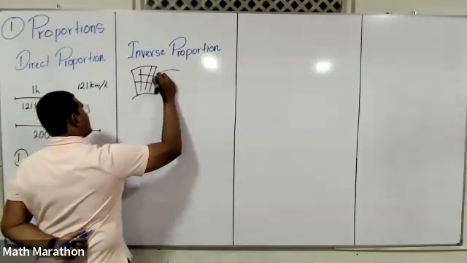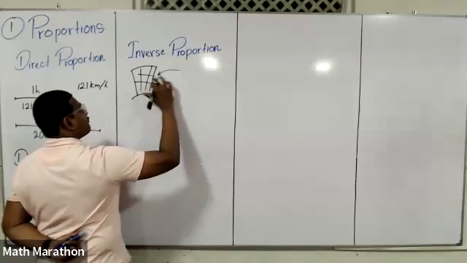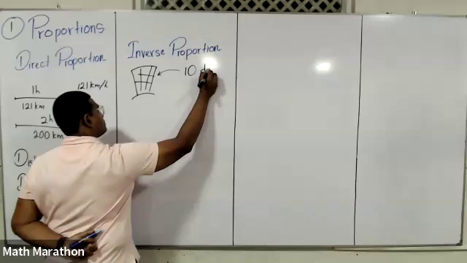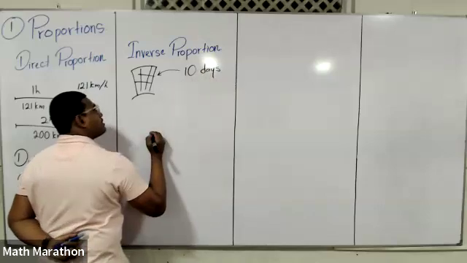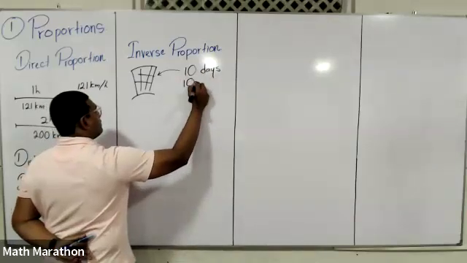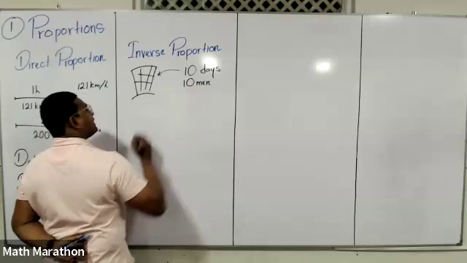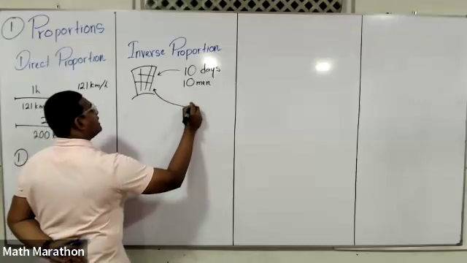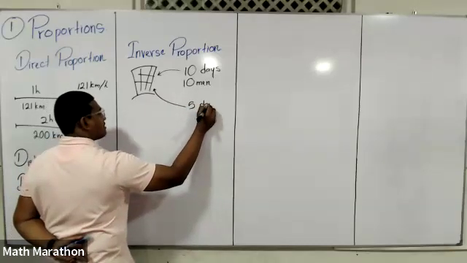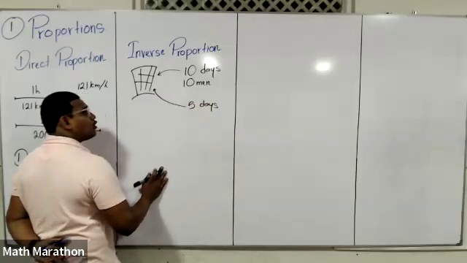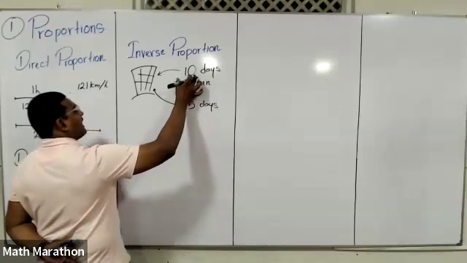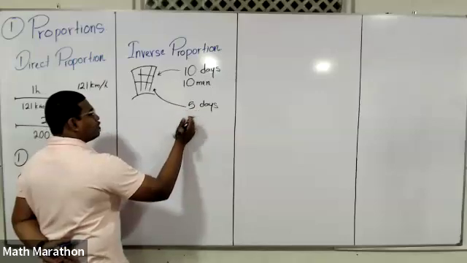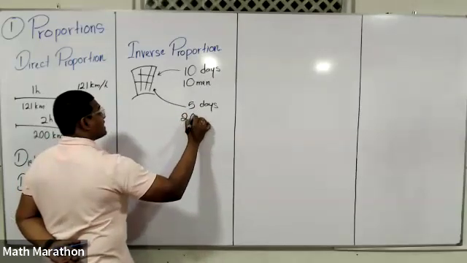In inverse proportion, we have a building. So the client tells me to finish this building within 10 days. So I put 10 men to finish the building in 10 days. Later he tells me to finish the building in 5 days. What should I do? If I take 10 men to finish in 10 days, to finish in 5 days, I should increase the number of men.